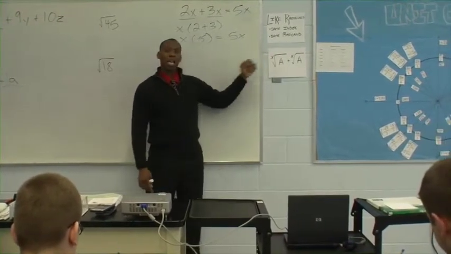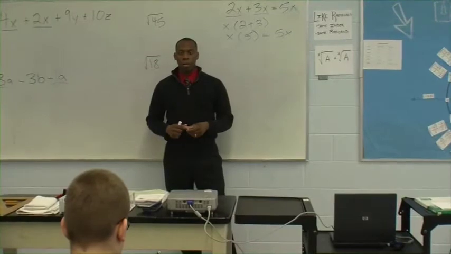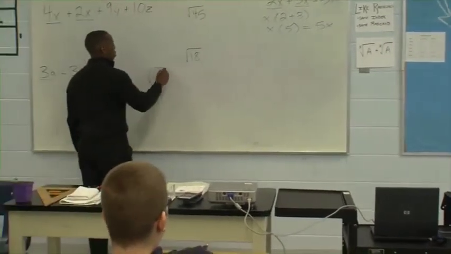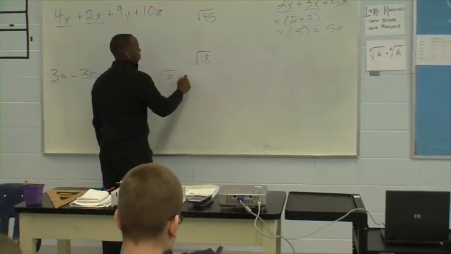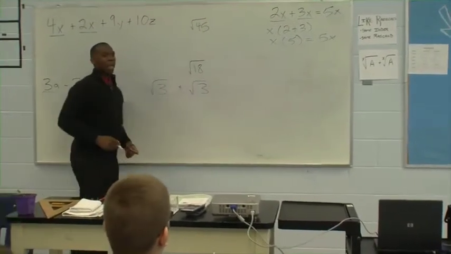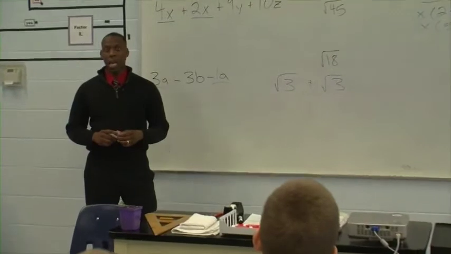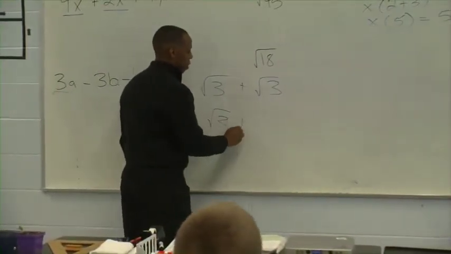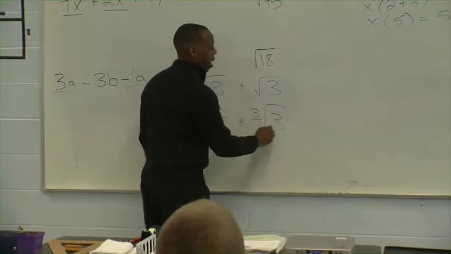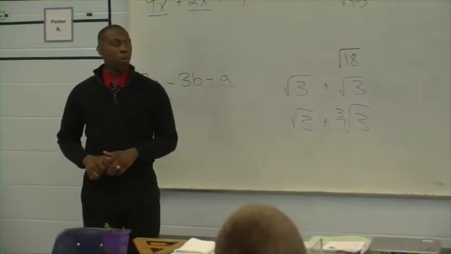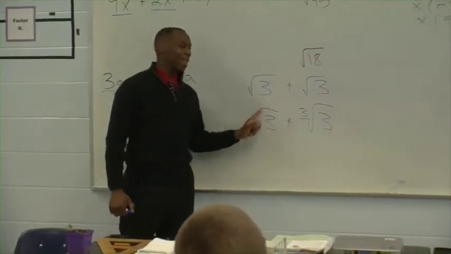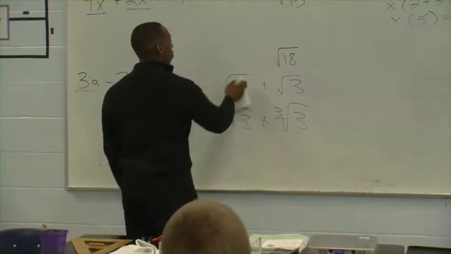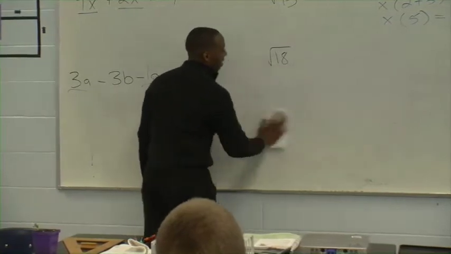So if the x is the index, what term is the radicand? The a, very good. So they have to be the same. If I had the square root of 3 plus the square root of 3, can I combine those? Yes, I can. If I had the square root of 3 plus the cube root of 3, am I able to combine those? No, not based on the definition because my indexes are different. Does that make sense? Okay, remember that point because that's the whole gist of this lesson.